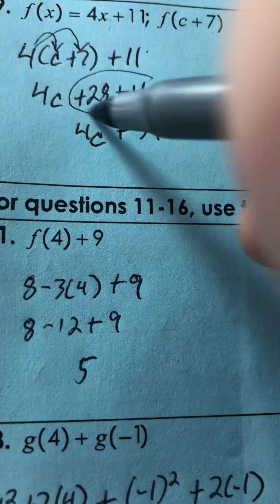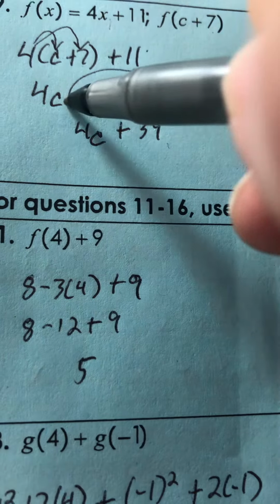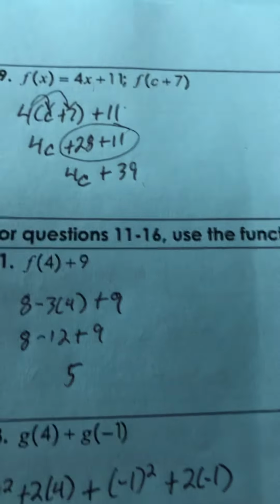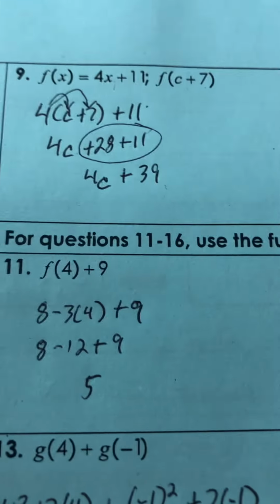The only thing that I can put together here is the 28 and 11. That equals 39. This 4c, I just bring it on down. That's as far as I can go because I do not know what c equals. It just ends up being a problem like that.